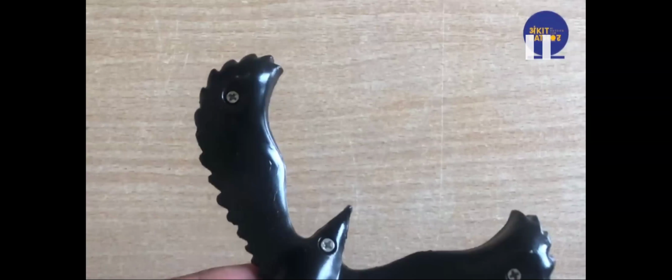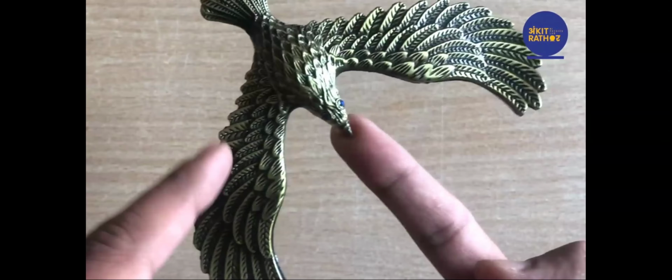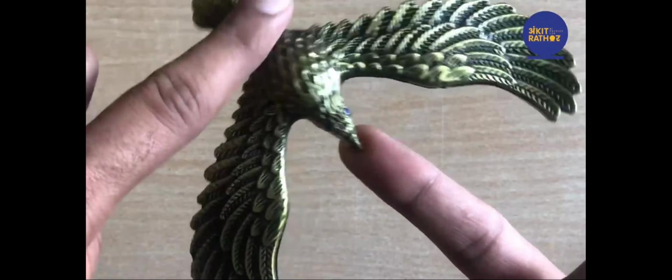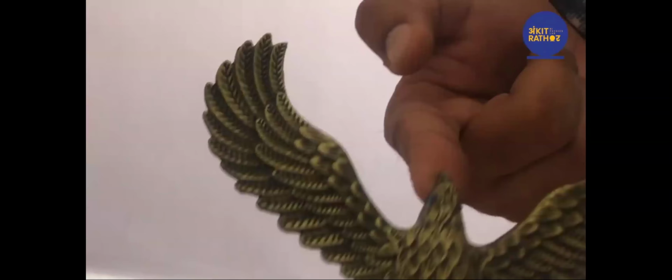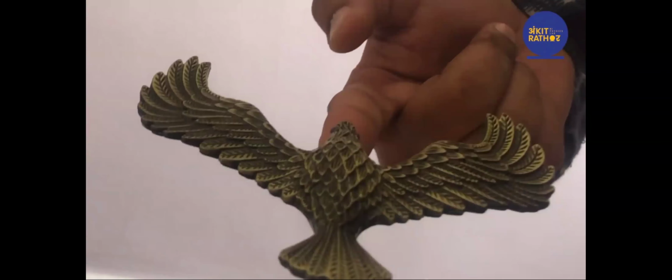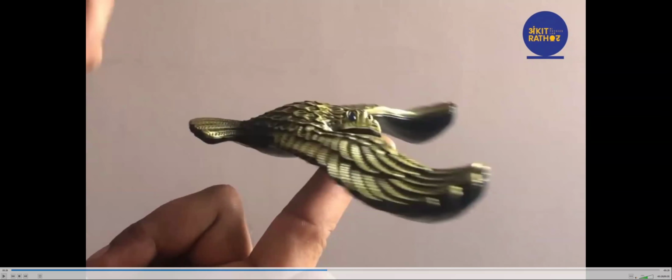Okay, this was the thing I was saying. You can actually get this from Amazon. I think I bought it last time for 400 rupees or something. It just balances on your one finger, that beak. You can see it just balances on the beak. Can you see how it is floating on the beak? Never seen this?